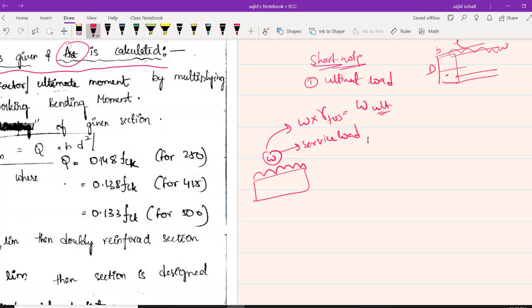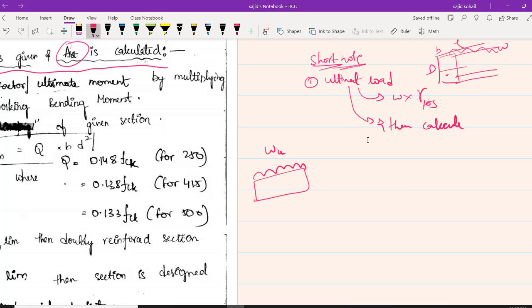So W into your factor of safety will be getting your W ultimate. So first thing you have to calculate is W ultimate or ultimate load. How to get it? Your service load into partial factor of safety. That's it. You will be getting your ultimate load. Once you get your ultimate load, WU, what you have to calculate? You have to calculate your ultimate bending moment. Okay, first step क्या है? Ultimate load calculate कर लो and then calculate. First step में ही लिख लेना ultimate bending moment. यानी bending moment यानी always remember the moment which is coming because of this loading condition.